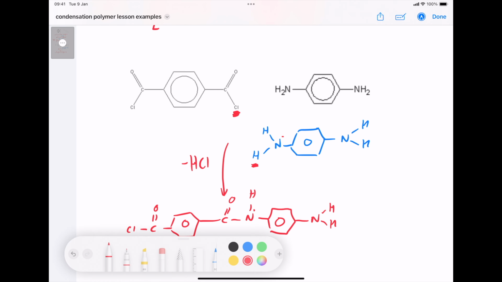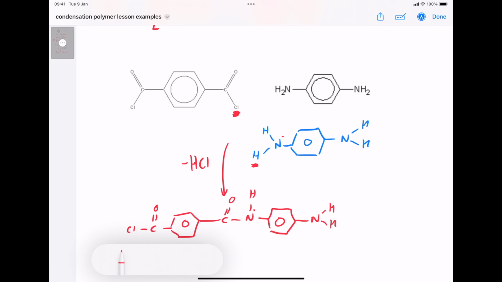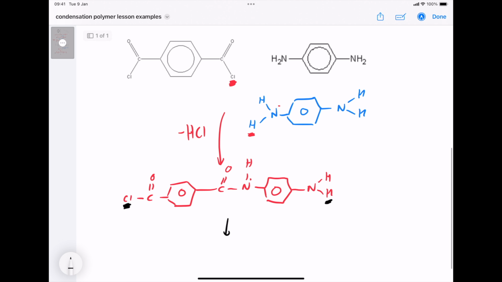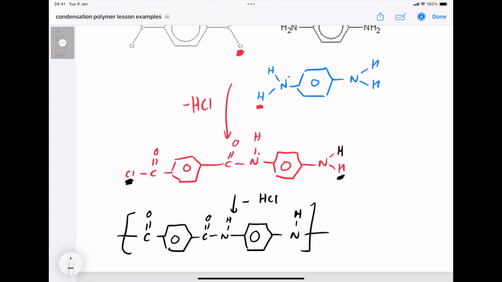And we do the same as what we did above. We remove the HCl from the ends. So if I just use a different color, we take the chlorine on the C double bond Cl, and then we take a hydrogen on the other side, and that's minus a second molecule of HCl, takes us through to, so that's the repeat unit. And finally, we can see in the middle, if I just circle it in green, that is the amide bond, which is also known as the peptide bond.